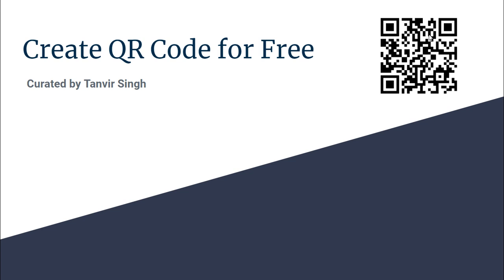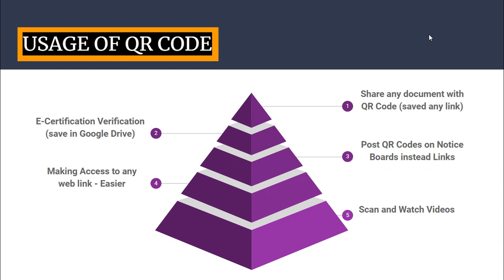In this video, we will learn how you can create a QR code for free and how you can use the QR code. So let us start with that. First of all, you can share any document saved at any link with a QR code. Suppose you have saved a document at Google Drive or OneDrive, then you can get that link and link it with a QR code, and you can add that QR code in any of your documents, or you can save or share it in social media applications.